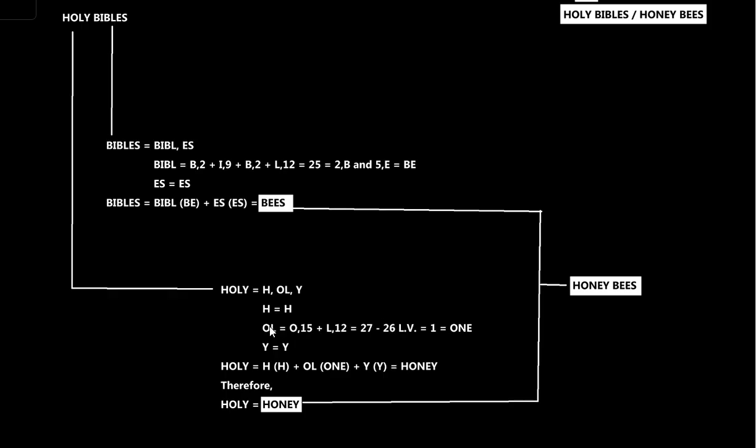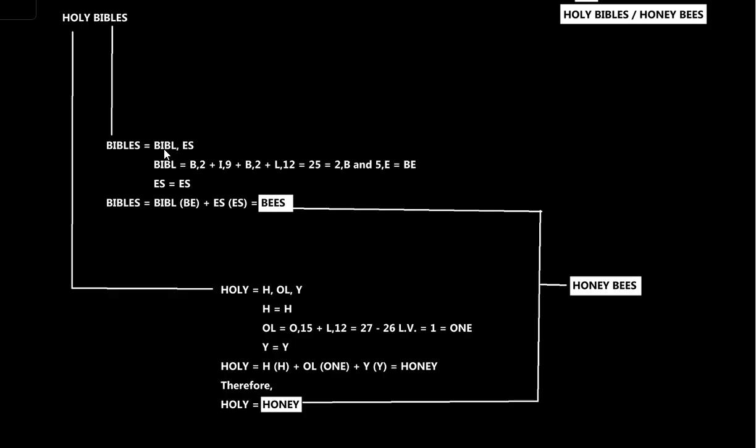So OL adds up to 27, and to find the letter value we subtract an alphabet of 26 from it. 27 minus 26 equals 1. And in this case, we can spell 1 as a word, O-N-E. The Y remains the same. So honey becomes H, which remains H, OL becomes O-N-E, and Y becomes Y. So holy becomes honey. Now let's go back up here to Bibles.